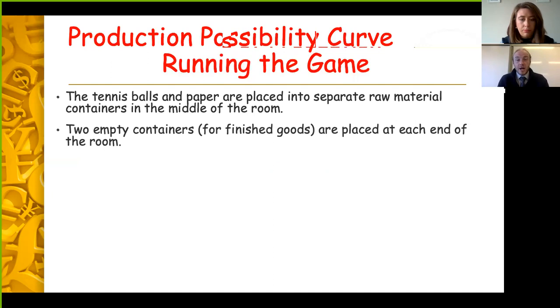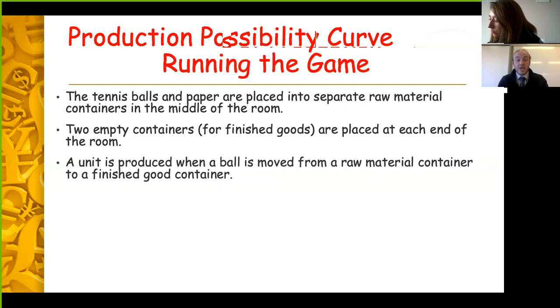On either side of the room, you've got your finished goods, or your empty containers. Let's say tennis balls on this side of the room and paper on the far side of the room. A unit, as we call it, is produced when a ball or a piece of paper is moved from the raw material container to the finished good container.